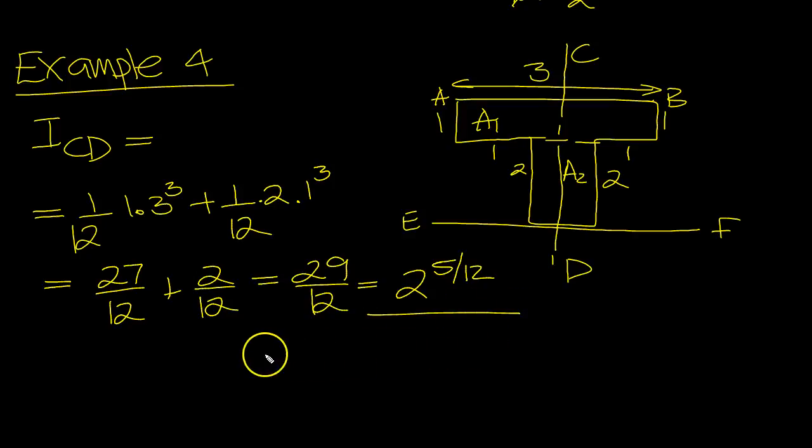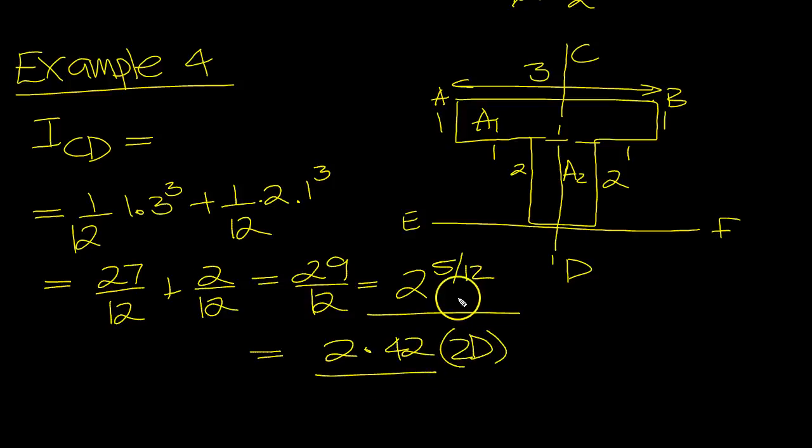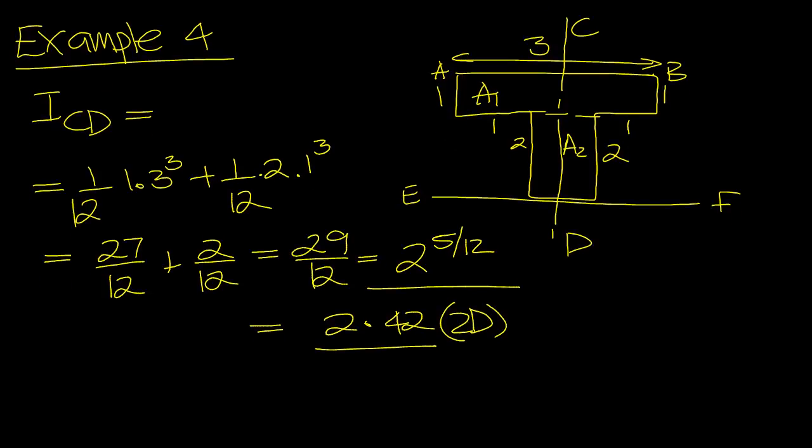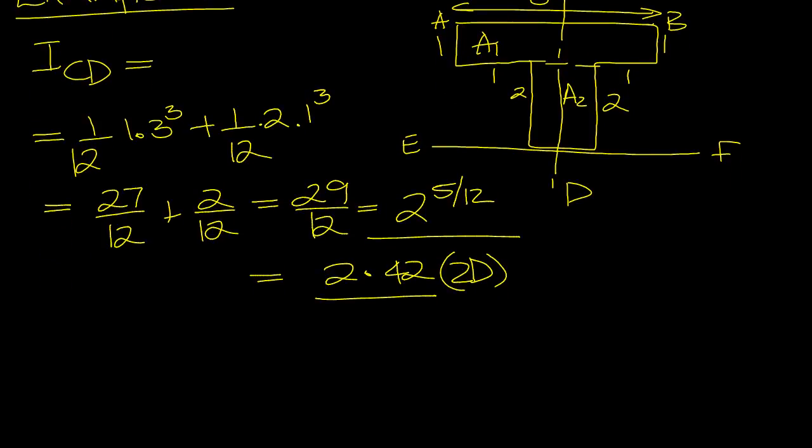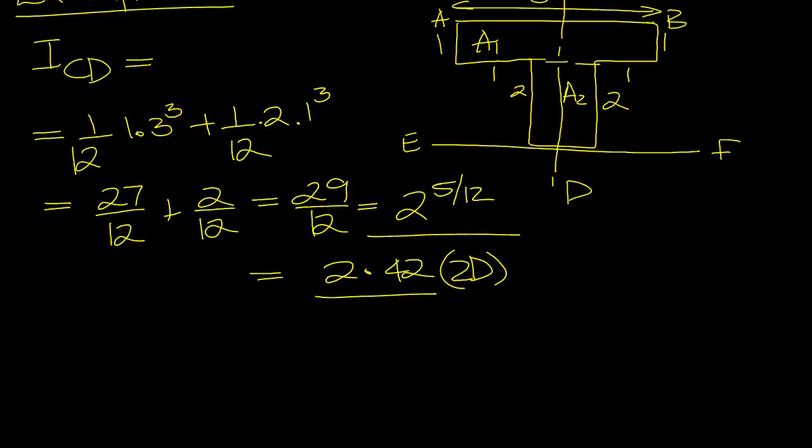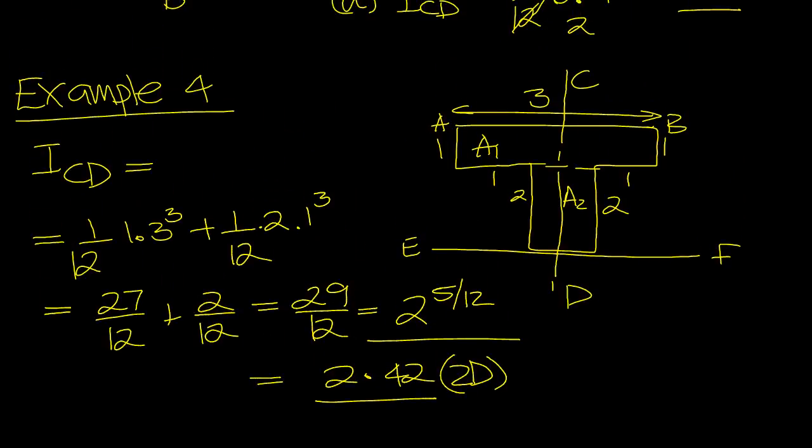Which is, well, if you tap it in the calculator, you get 2.42 to 2 decimal places. Units. So that's the second moments of area for those example 3 and example 4.